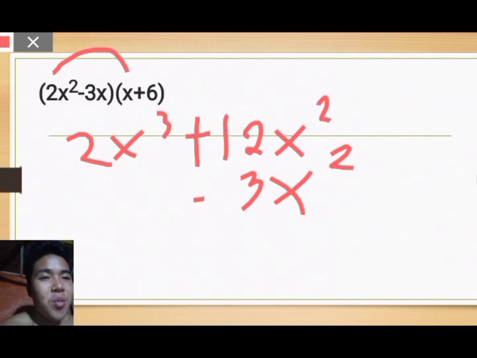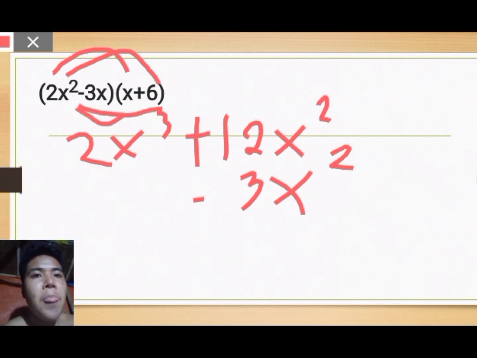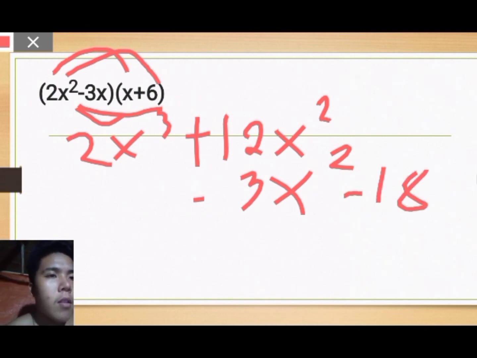Then last, negative 3x times x, and then the last is negative 3x times 6. So 6 times 3, 6, 12, 18, and then the sign, negative 18x.